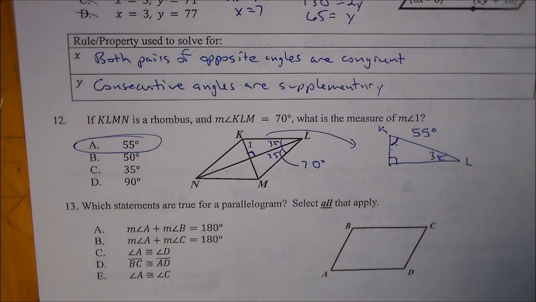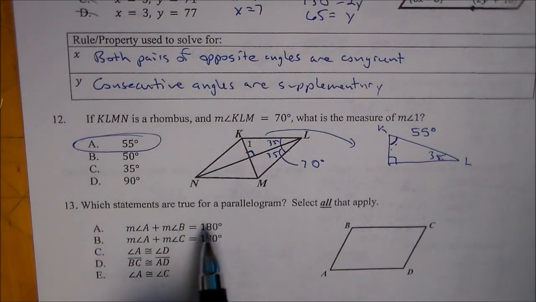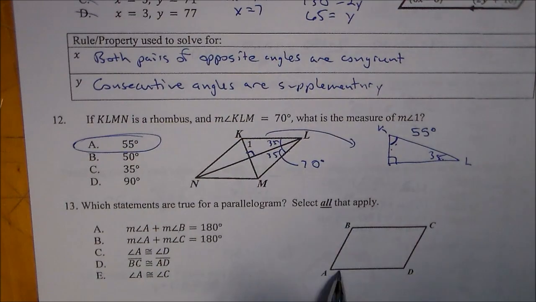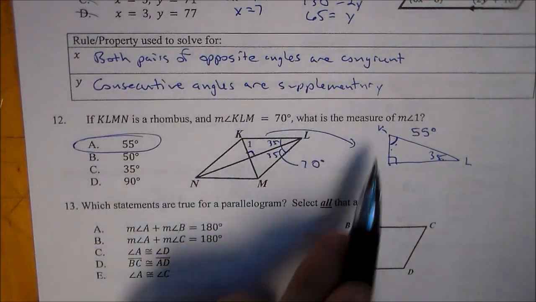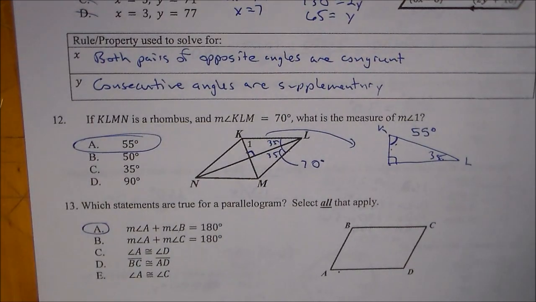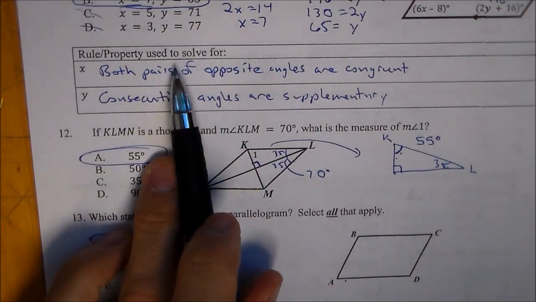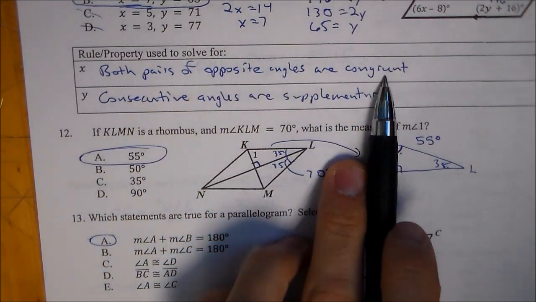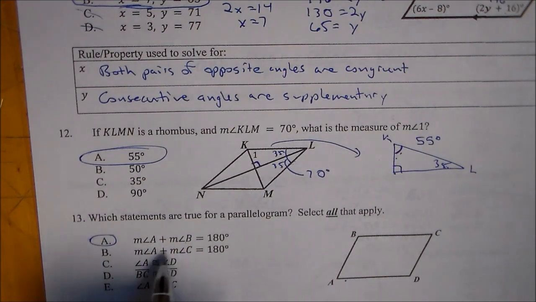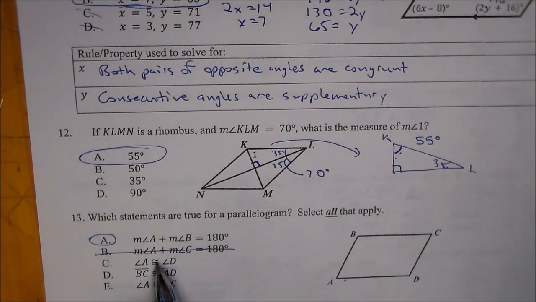For 13, it's saying if we know the rules for a parallelogram, let's work our way through and see which are true, which are not. So A and B have to add to 180. That's saying that consecutive angles are supplementary, which we just said for a parallelogram, so that works. A plus C is 180. That means they are also supplementary, but that is not true because, like we talked about, both pairs of opposite angles are congruent. That does not mean supplementary. So although that may be true in some cases, it is not always true.